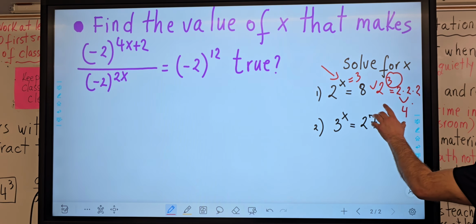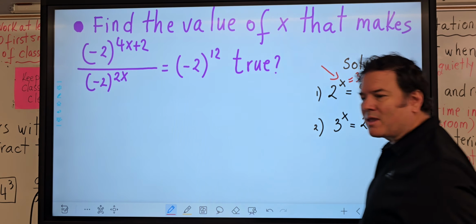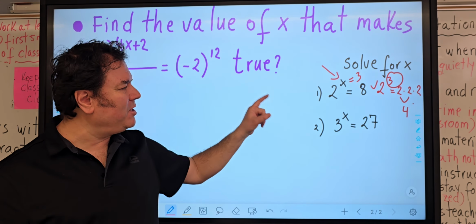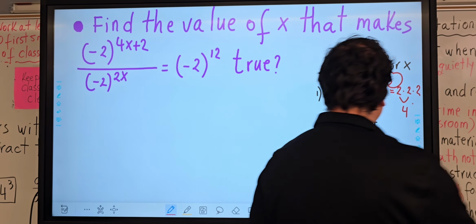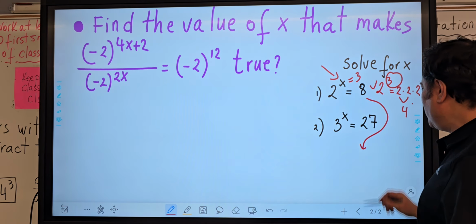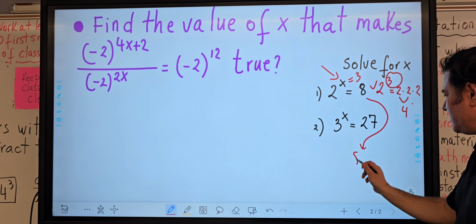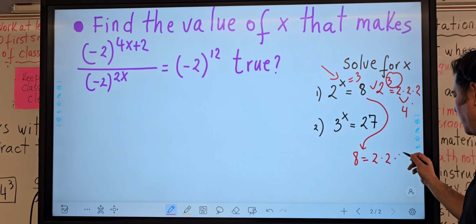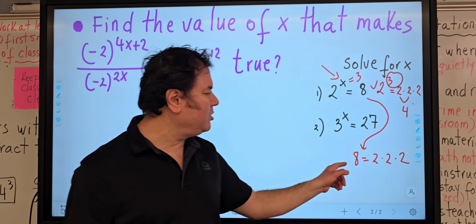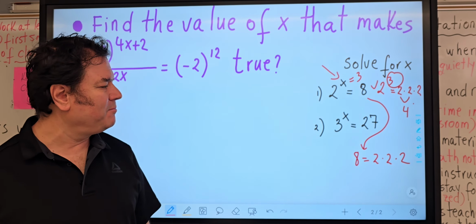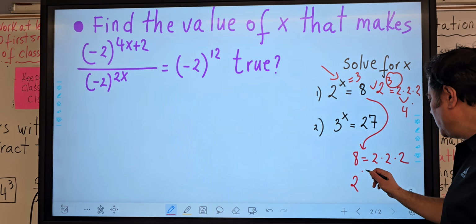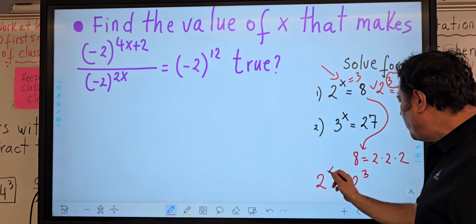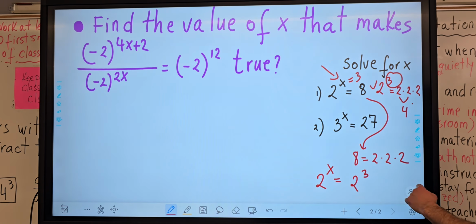Okay? So we manipulated here, and the value of x should equal 3. Can we do something else? Can we do something to 8 in order for us to get to the same conclusion? How can we break down 8? We can have 8 as 2 times 2 times 2, 3 times, because 2 times 2 is 4, and 4 times 2 is 8. So you see that 8 can be written as 2 to the power of 3. And here we have 2 to the power of x equals 2 to the power of 3.